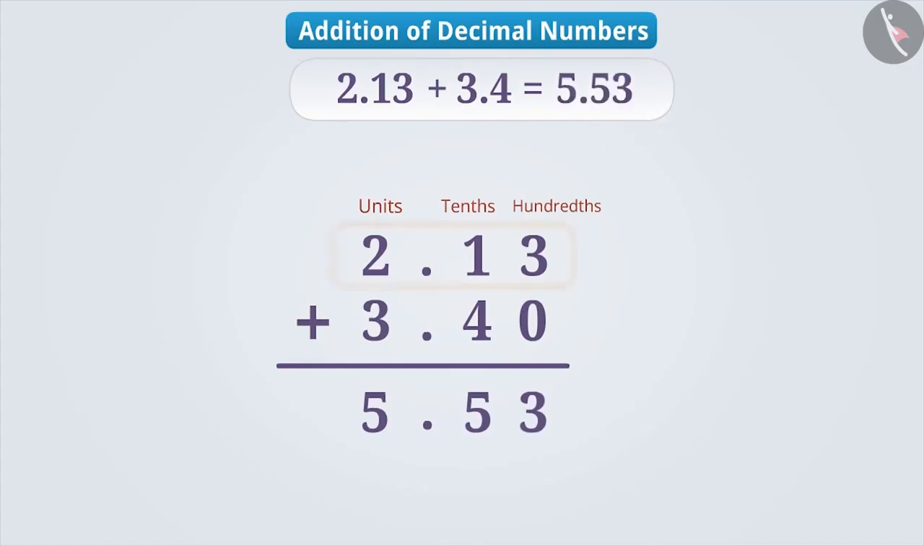Remember that the numbers to be added have 2 digits on the right side of the decimal point. As a result, the final answer has the decimal point before 2 digits from the right side. That means the decimal point in the final answer comes below the decimal point of the numbers that we are adding.